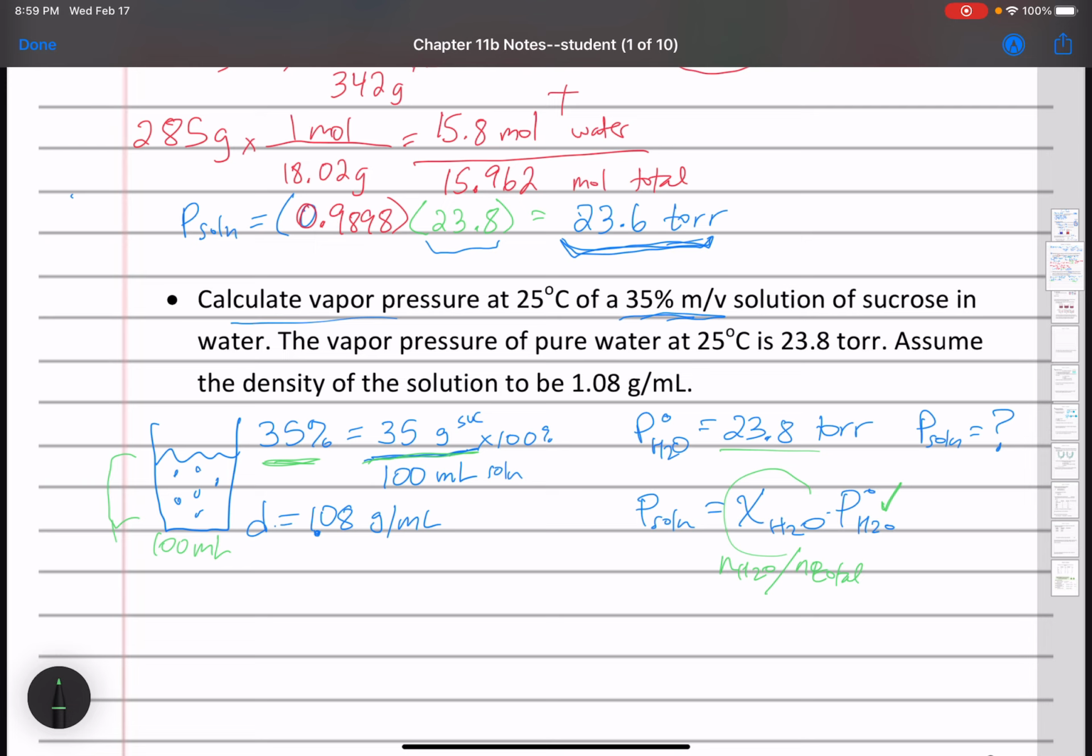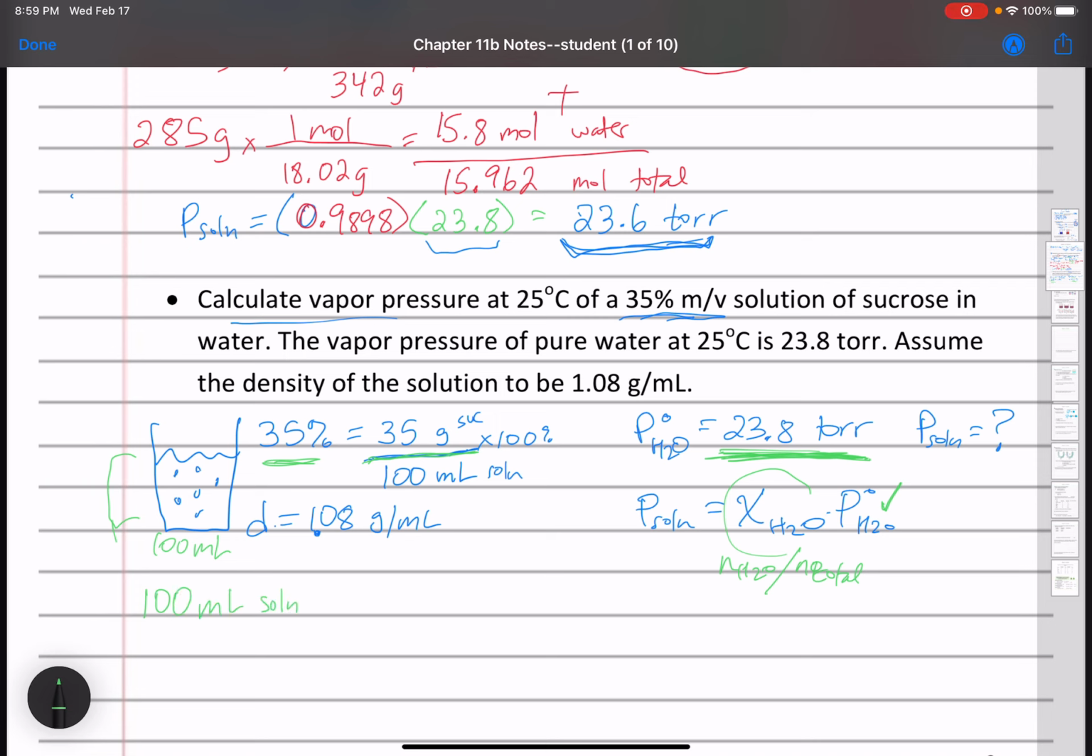So the vapor pressure, whether you had 10 milliliters or 100 milliliters in a container, the vapor pressure would still be the same. So for water at 25 degrees Celsius, no matter how much water you have in the container, it'll equilibrate at a vapor pressure of 23.8 torr. So that's why we can pick a volume. So we're going to pick 100 because that's the easiest. So that means we have 100 milliliters of solution.